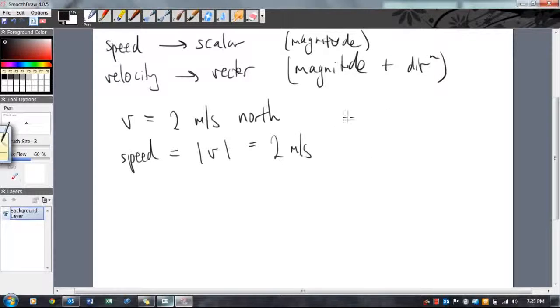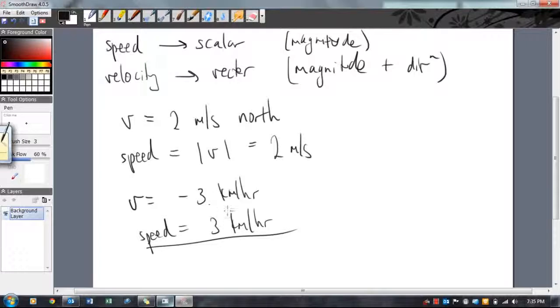So speed is simply the magnitude. We don't worry about whether it's north, south, east, west, plus, minus, anything like that. So again, if the velocity is equal to -3 kilometers per hour, the speed will be equal to 3 kilometers per hour. It's just the magnitude of it. We don't worry whether it's plus or minus. It's just the modulus of that, if you like. That's all it is.